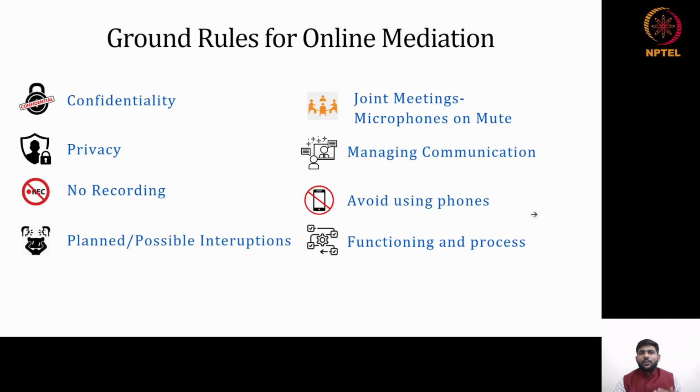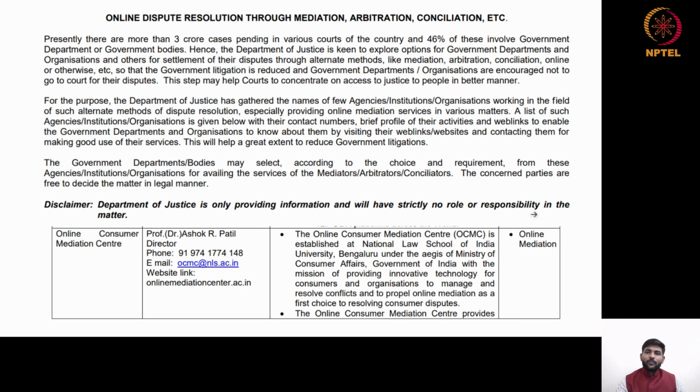With these ground rules, if everything goes well in an online mediation, it is very beneficial for the parties to resolve the dispute in a speedier manner and at an affordable price, because the party need not pay the traveling charges which they do in a physical mediation.